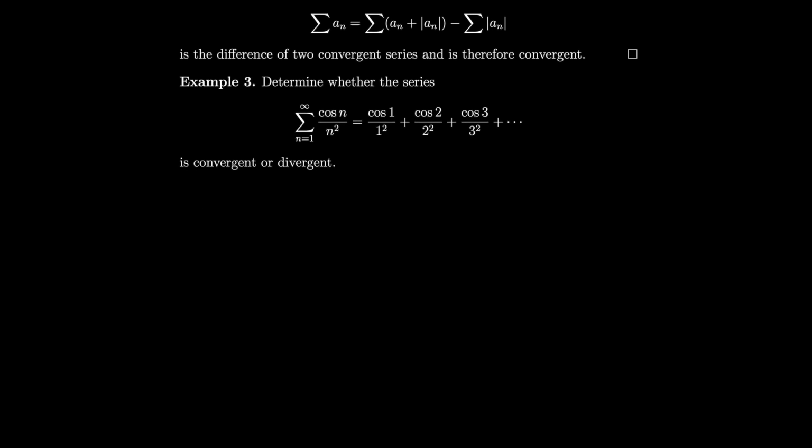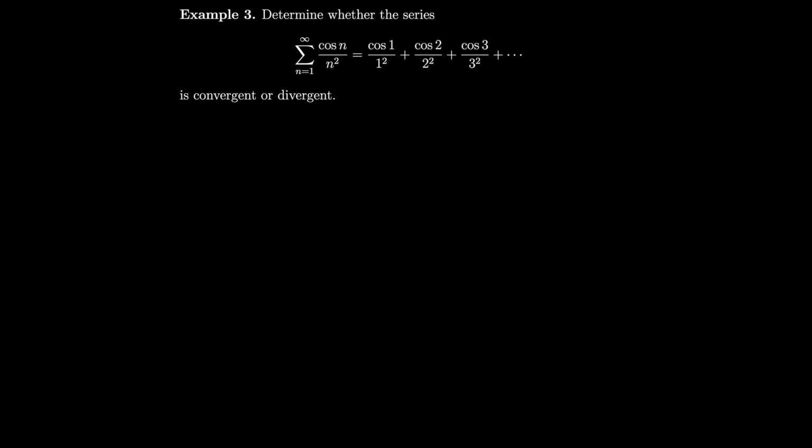So let's determine whether the series with cosine of n over n squared is convergent or divergent. Well, notice for this series, it's not quite alternating, because even though the first term is positive and the second term is negative, the third term is also negative, and the fourth term is negative. But then the fifth term is positive, and the sixth term is positive, and the seventh term is positive. So our signs are changing somewhat irregularly. So this is like a pseudo-alternating series. It's got a whole bunch of positives and negatives in there, but it's not actually alternating.